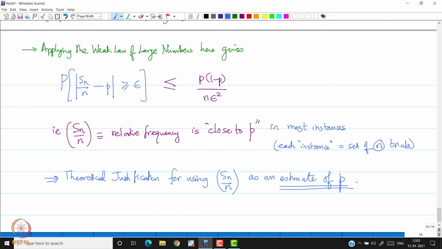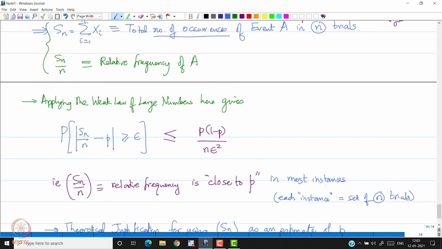So that is the weak law of large numbers applied to this binary case here, giving us justification for using this sample average, which turns out to be in this case a relative frequency.